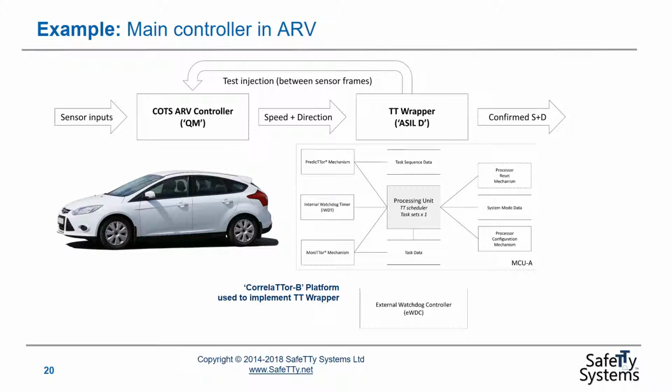Let's look at another example. Suppose we have, in this case, an autonomous road vehicle controller. So this time we've got the full control system for our vehicle that's taking information from the different sensor inputs, for example a LiDAR, a radar, image sensors in our vehicle, feeding those in and making a decision about the speed and direction of the vehicle.